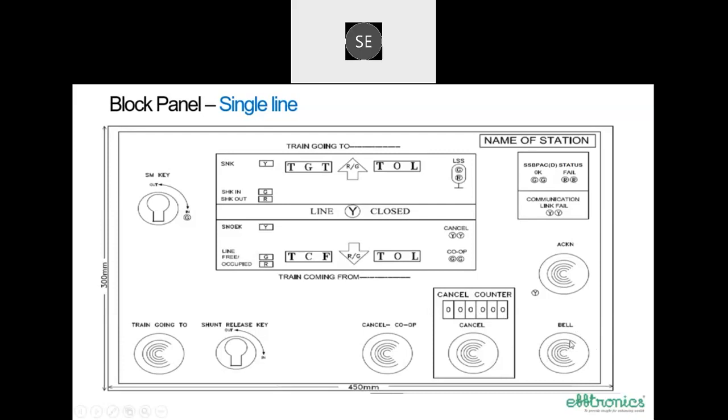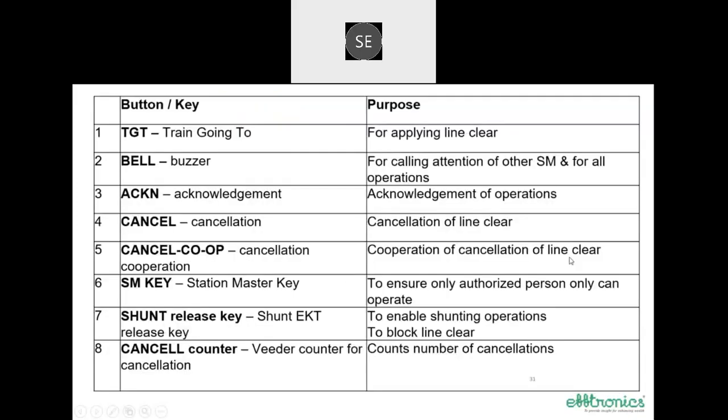And bell button is used for sending attention, sending bell codes to the other station. At the same time, this bell button is used for taking line clear, or used when you cancel a line clear. So acknowledgement button is simply used for acknowledging the operations, or train entry into the block section, or train exit in the block section. So just for acknowledging those operations or movements. So just the purpose of those buttons is again given here. The purpose of all buttons and keys.